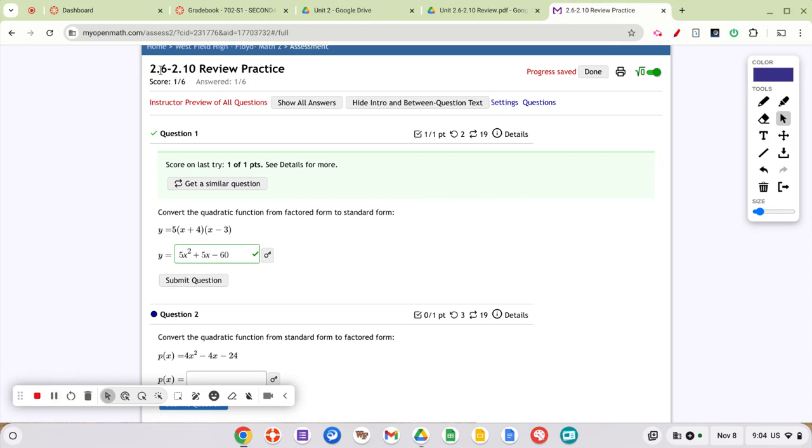This is definitely not 2.6, is it? Anyway, okay.